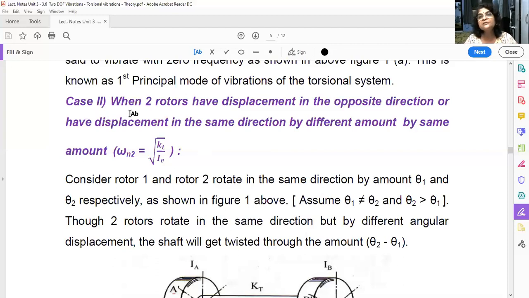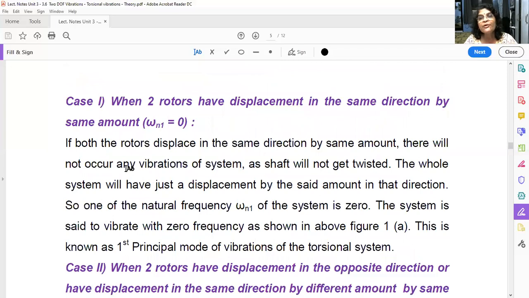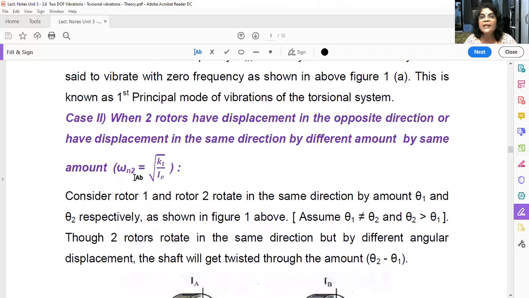So case 2 is when two rotors have displacement in the opposite direction, or they have displacement in the same direction by different amounts. It is not the same amount. In the first case we have seen that omega n1 is 0. Now in this case we will get omega n2 equal to the square root of kt upon ie, where kt is the torsional stiffness of the shaft and ie is the equivalent mass moment of inertia of the two rotors.